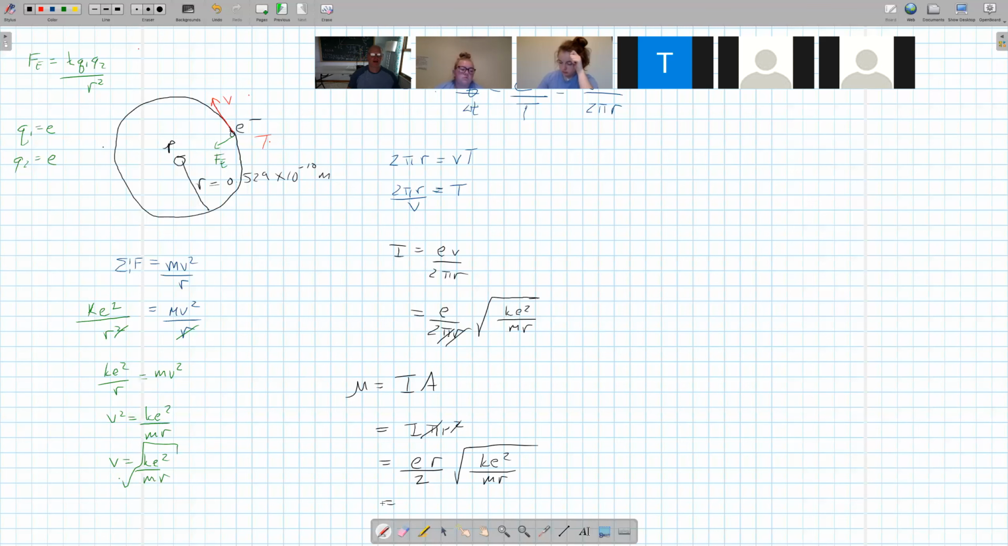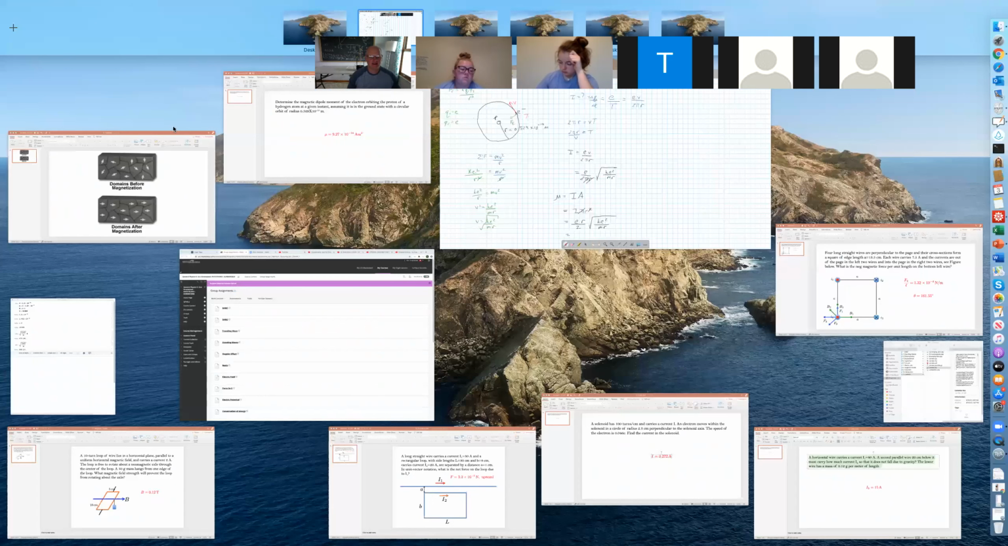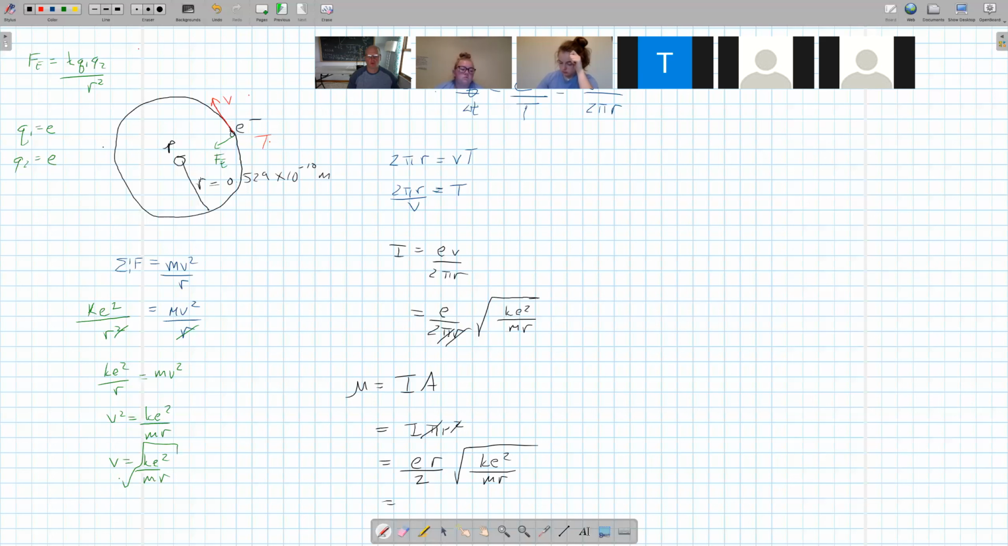So plug in our numbers. We find in this case then that this works out to be 9.27 times 10 to the minus 24 amps meters squared. So this is then the magnetic moment of an electron in a hydrogen atom.